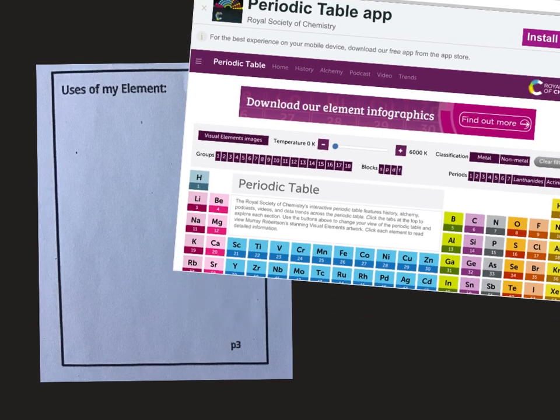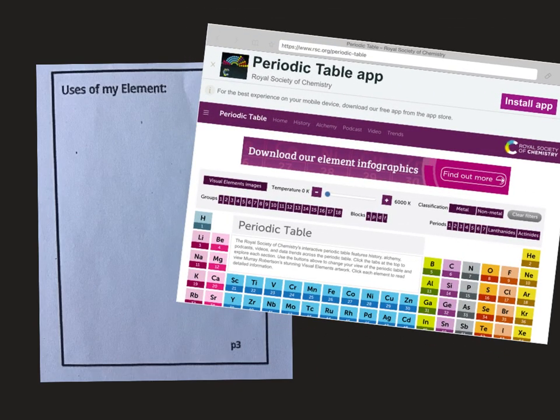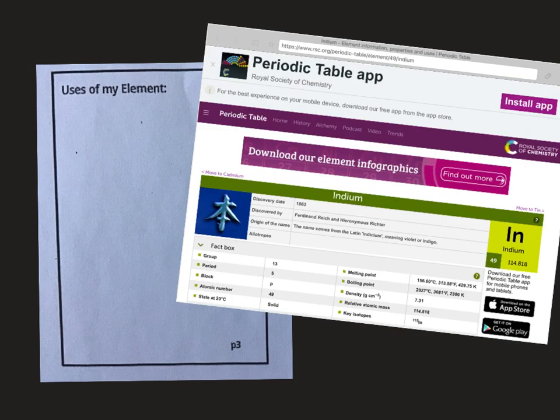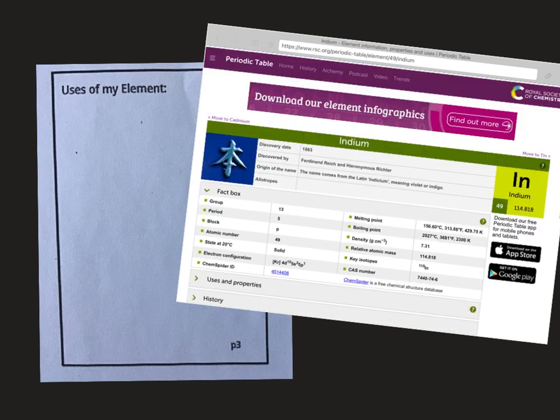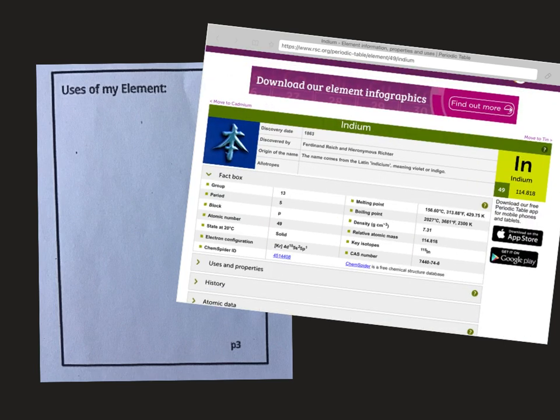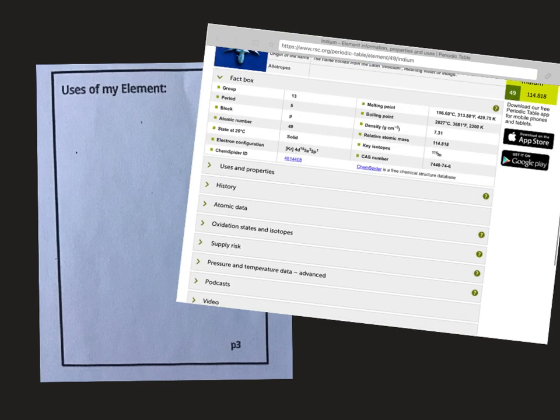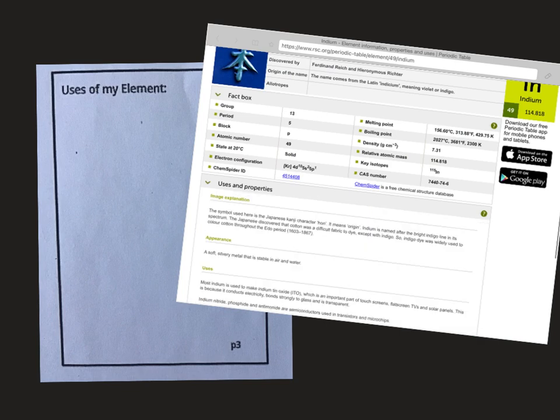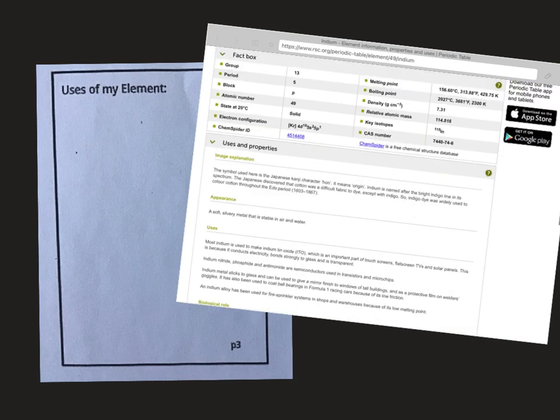And for uses of your element, you will choose your element. Let's say, indium. That was the one that I was assigned. Okay, I go to indium. And this site is great because it gives you all of this information at the top in little bullet points. But the stuff we're really going to be mostly interested in are uses and properties. And you can just read through here. It's not a ton of reading.